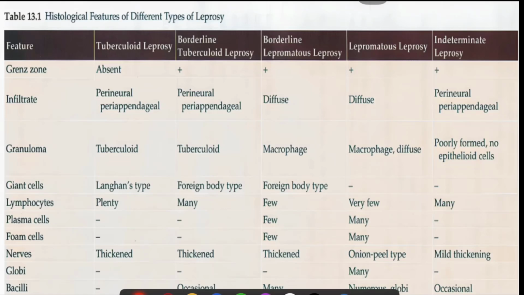So this is how you identify different types of leprosy. Here we have given histological features like grenz zone, type of infiltrate, presence of granuloma, giant cells, lymphocytes, plasma cells, foamy cells, nerve involvement, and globi of bacilli, where different stages have a different appearance. So this is a very important table.